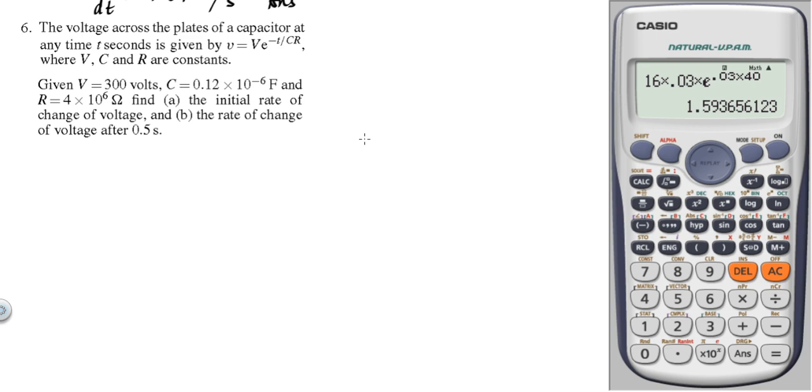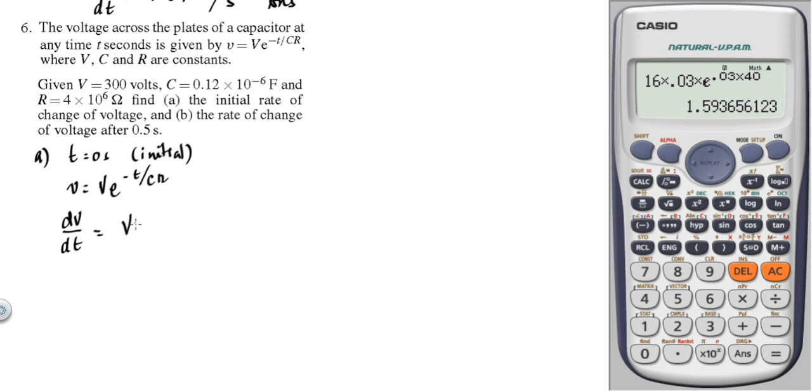Find A, the initial rate of change of voltage, and B, the rate of change of voltage after 0.5 second. Okay, letter A muna, the initial. So dito, initial rate of change, meaning 0 second, no? Lagay natin, initial. So, the equation is V is equal to V times e raised to minus t over CR. Yeah, so differentiate dV with respect to time.